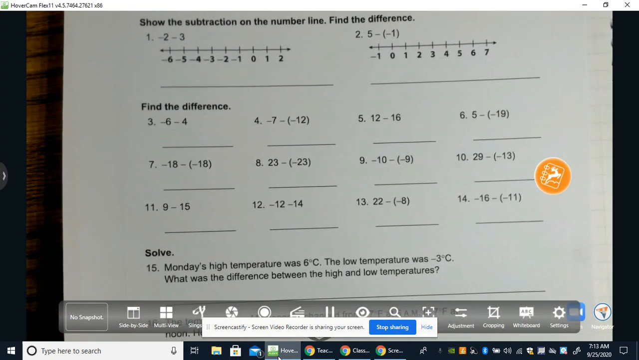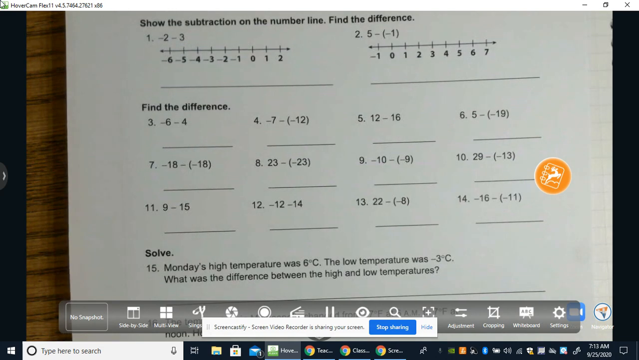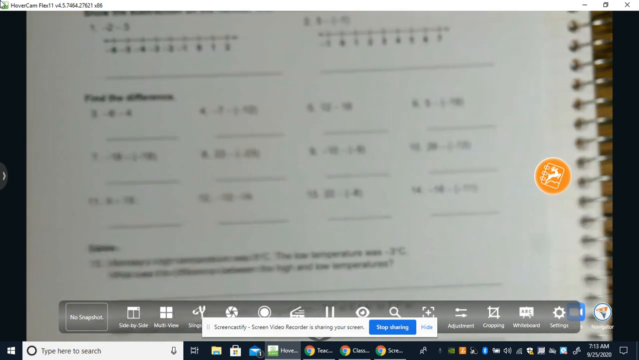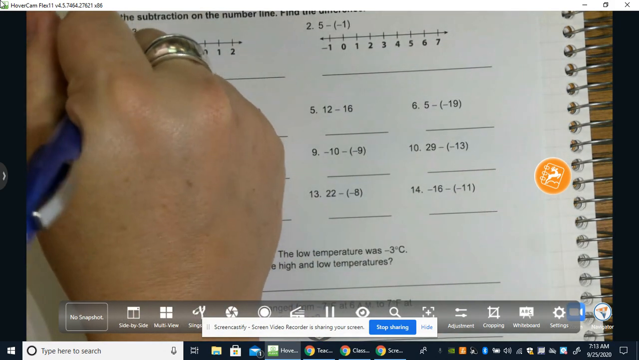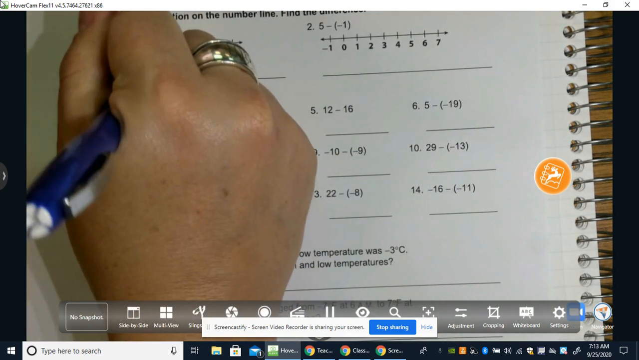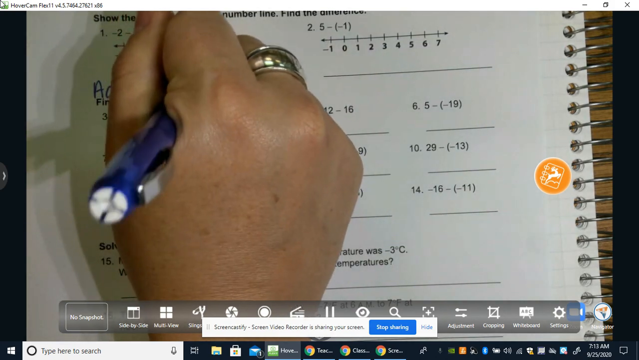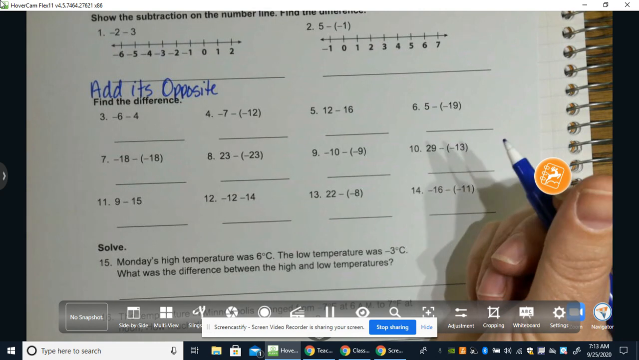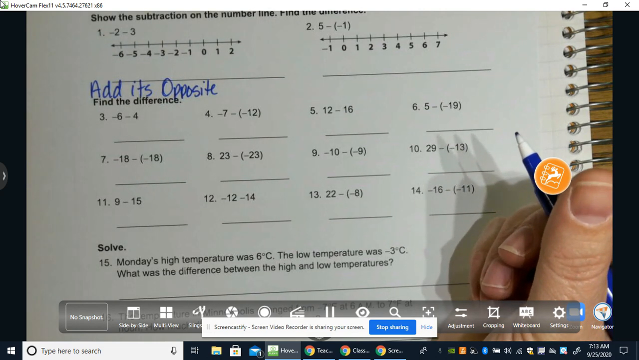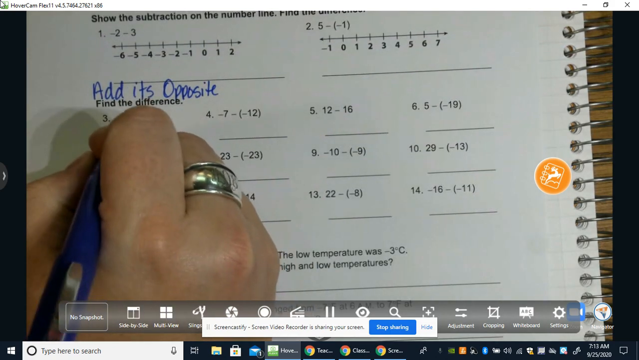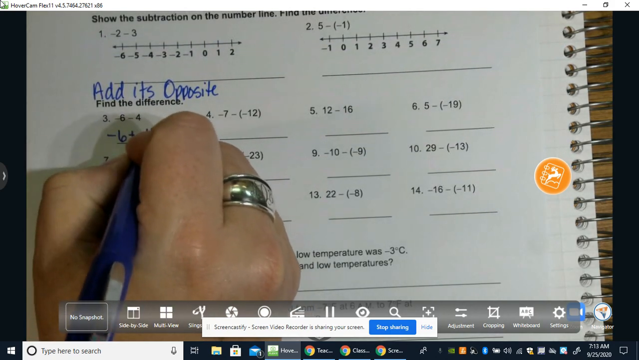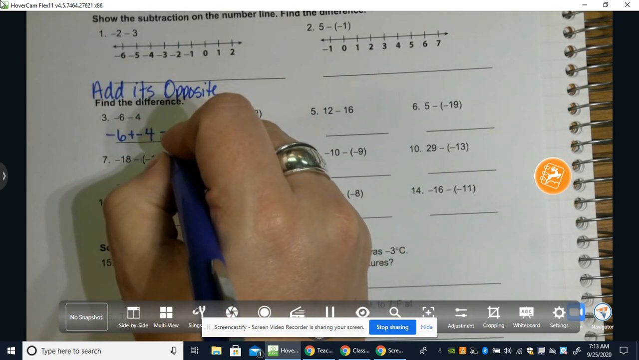So remember, you only had 3 through 14 as your homework. And when we are subtracting integers, we add their opposites. Remember to add its opposite. All right, so I'm going to go ahead and rewrite them before I solve them. So -6 minus 4, -6 plus a -4. Same sign, so that would give me a -10.